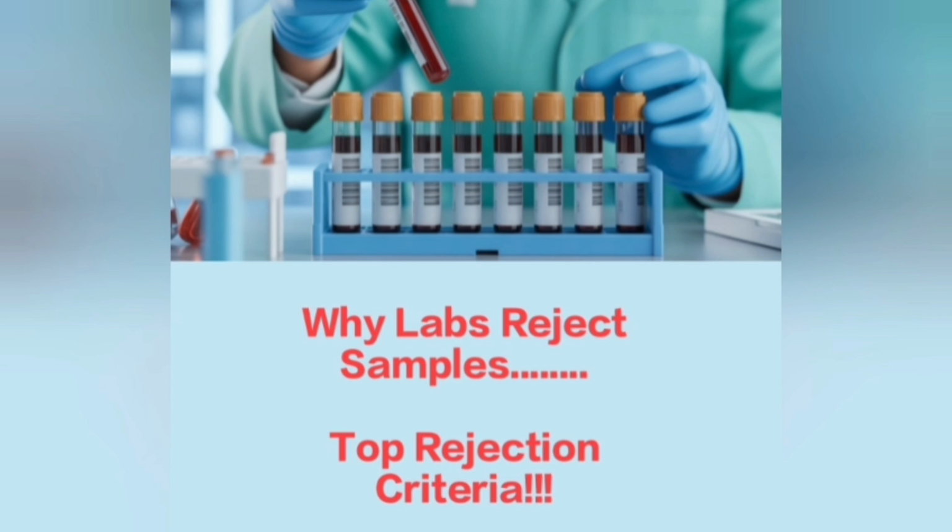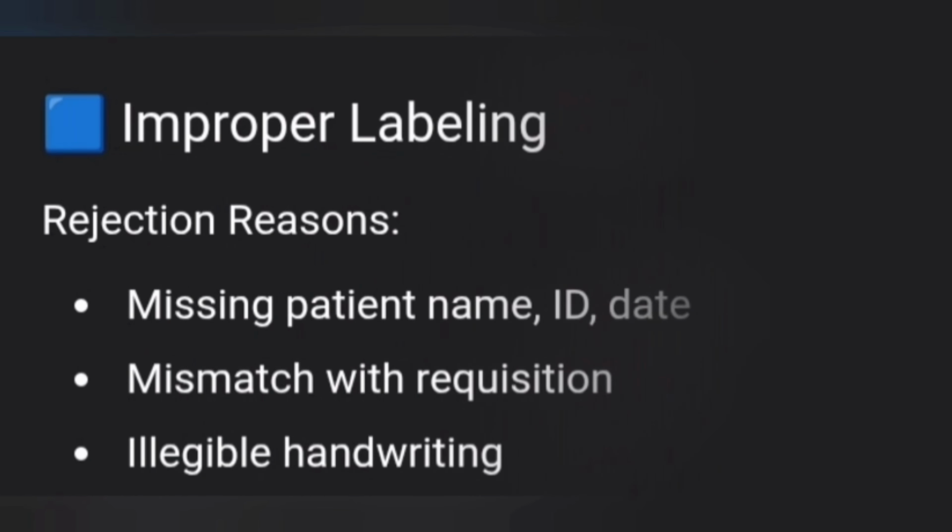Let's talk about microbiology sample rejection criteria, because every patient care starts with the right sample. The first type of rejection criteria is improper labeling. Samples with missing patient name, ID, date, and the test requested, or mismatched details between the sample and requisition form can be rejected.